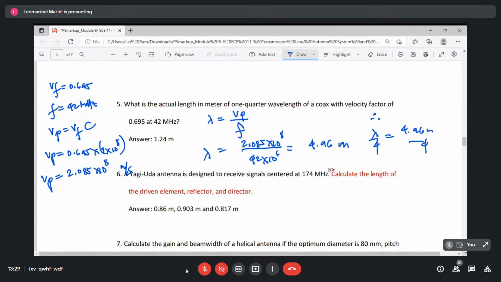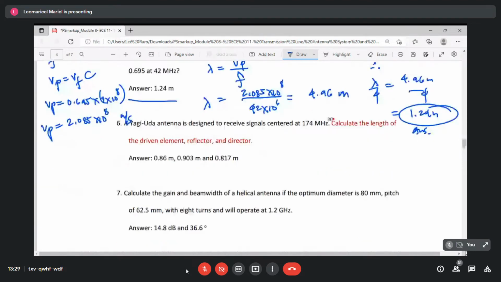Ano tayo klase? Alam nyo na to. Centered at 174 megahertz. Calculate the driven element, reflector, and director. Okay, so sa Yagi Uda, ano ba yung frequency na binigay? So that will be 174 megahertz.